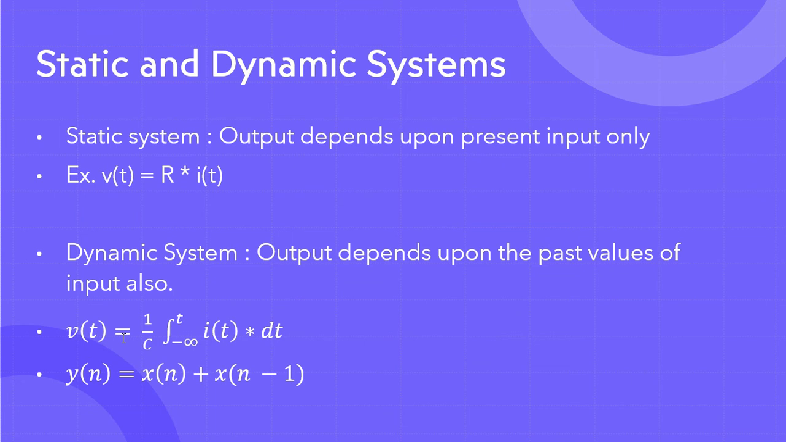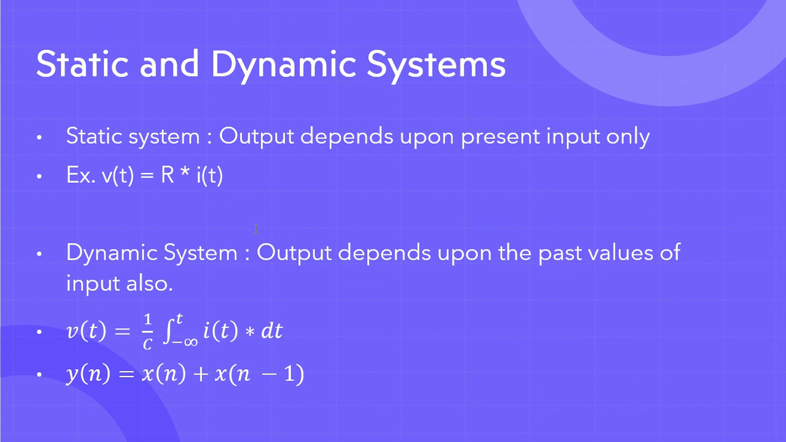So what is happening here? We are taking integration, so that means we are considering something. We are calculating the area in the graph. If we plot a graph, we will be calculating the area under it, right? Such a system we call a dynamic system, right? What happens there? The output will depend upon both the past values of input and the present value of input, right?